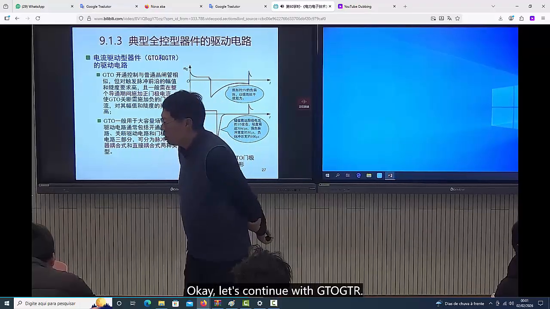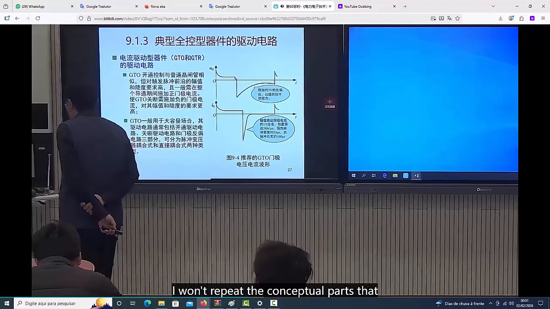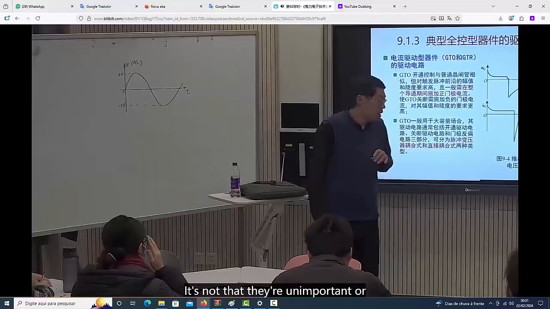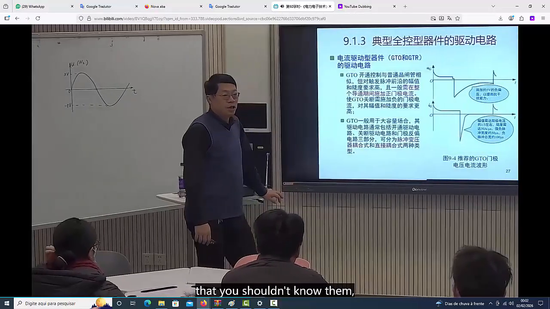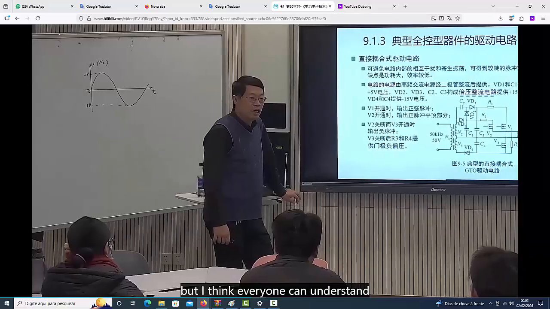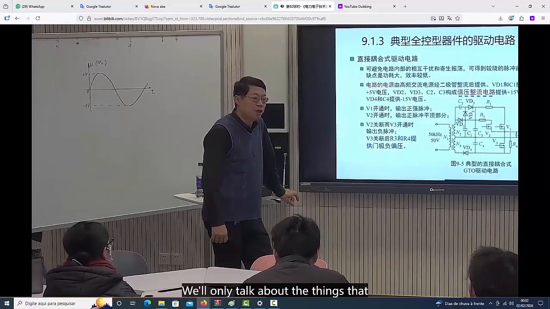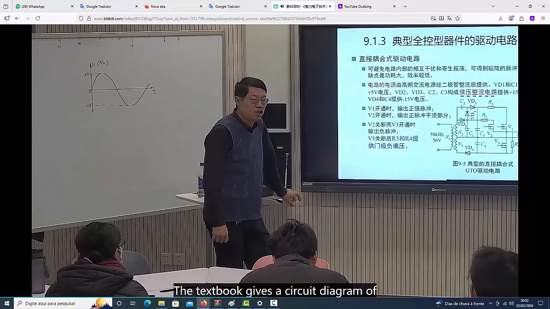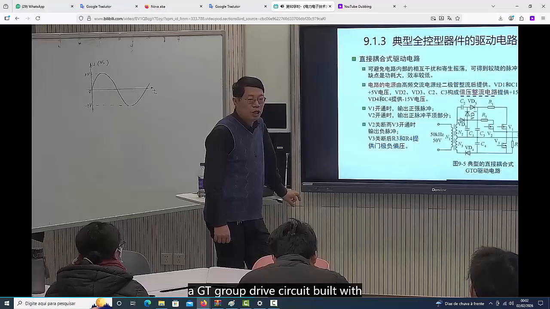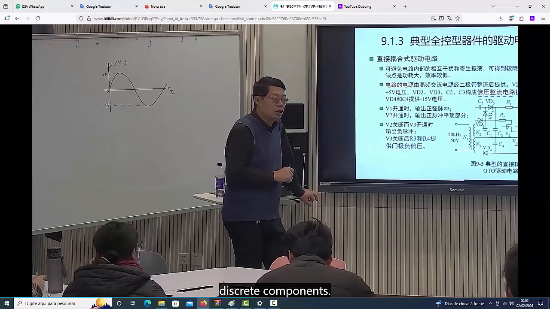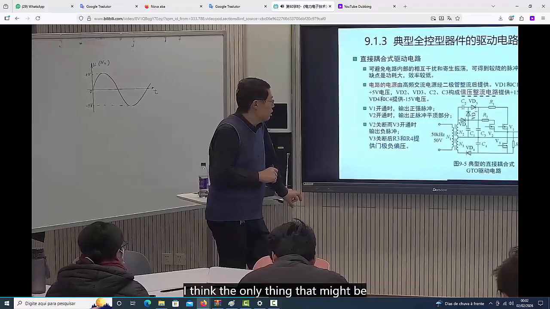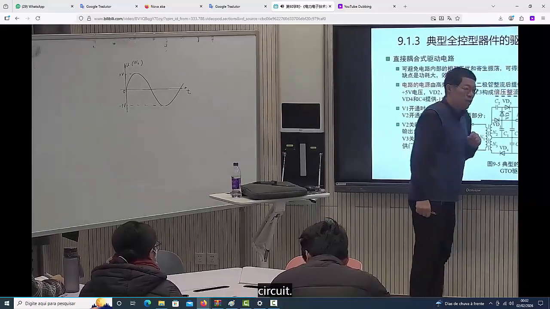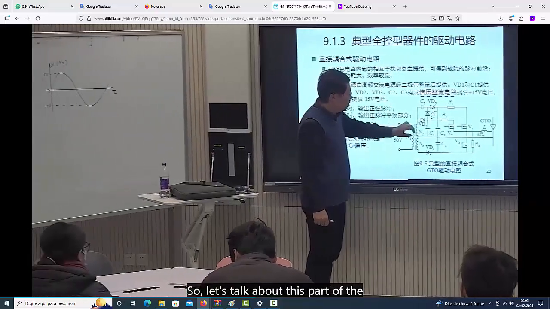Okay, let's continue with GTO-GTR. I won't repeat the conceptual parts that everyone can understand. It's not that they're unimportant or that you shouldn't know them, but I think everyone can understand them. We'll only talk about the things that might be difficult for some to understand. The textbook gives a circuit diagram of a GTR drive circuit built with discrete components. In this circuit diagram, I think the only thing that might be hard to understand is this compressed circuit. So, let's talk about this part of the circuit.